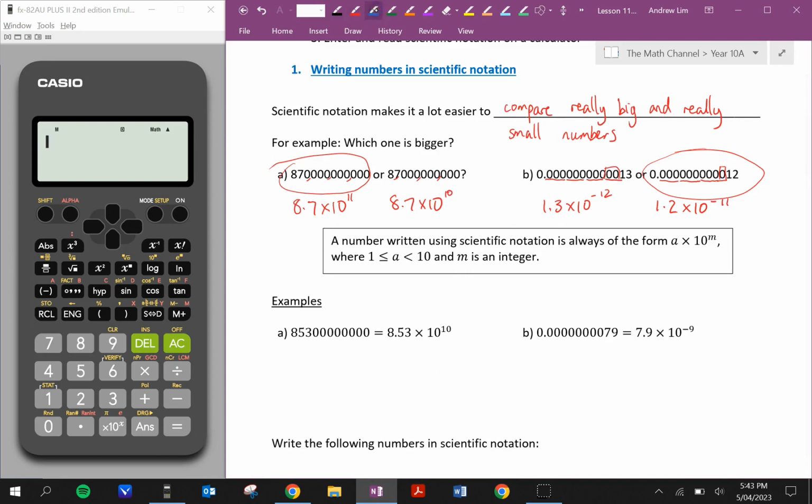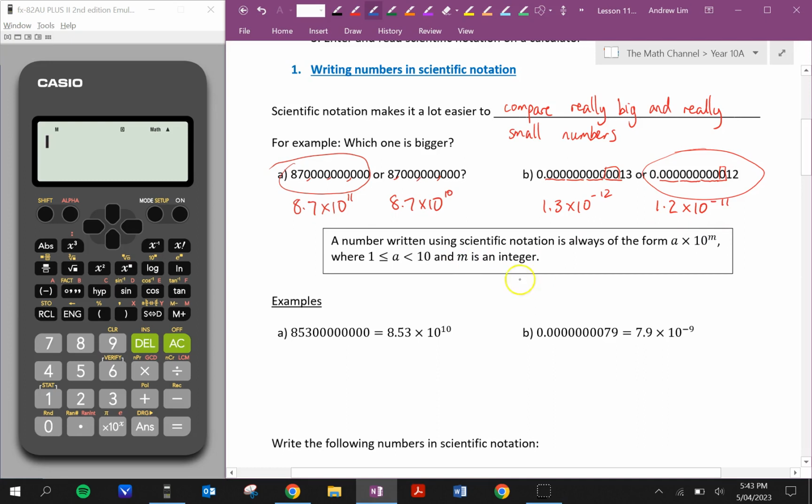Now, a number written using scientific notation is always in this form: a times 10 to the power of m, where a is a number between 1 and 10. It's not 10, it has to be less than 10. It has to be 1 point something or 2 point something, whatever. It can't be 0 point something. It can't be 10 point something or 11 or 12. It has to be a single digit point whatever, and that single digit cannot be 0.